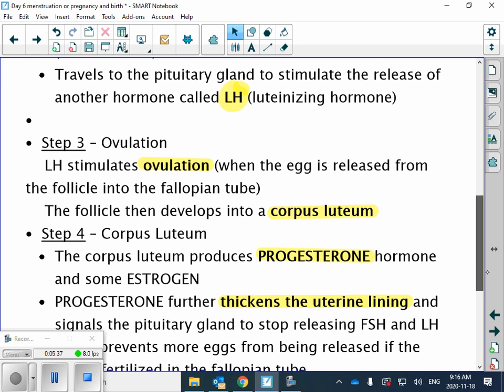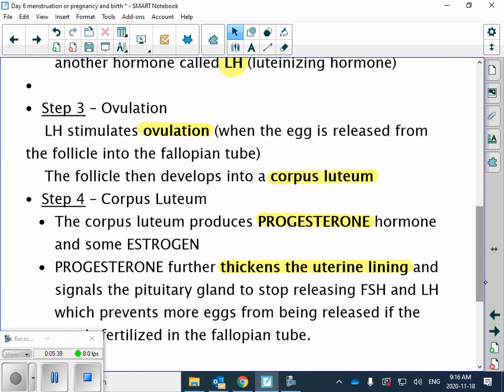So the third step would be ovulation. That luteinizing hormone travels from the brain back down to the ovaries, and it stimulates ovulation. So ovulation is the process of releasing that egg from the follicle into the fallopian tube. That follicle then develops into the corpus luteum, and like I said last day, the best way I can describe that is it's like a scab.